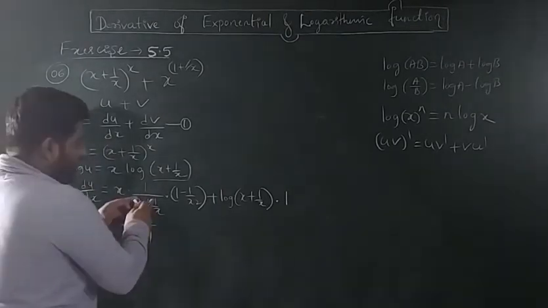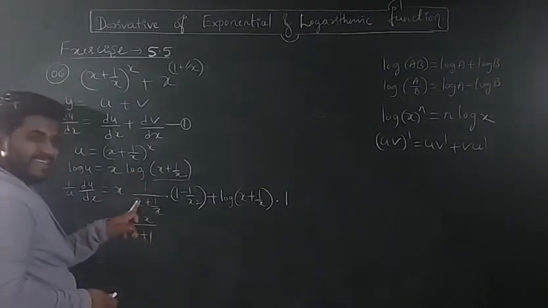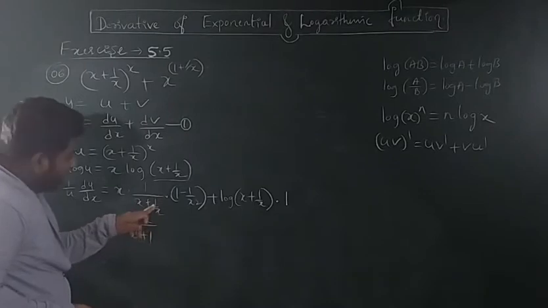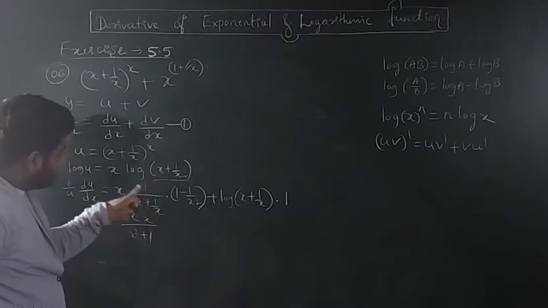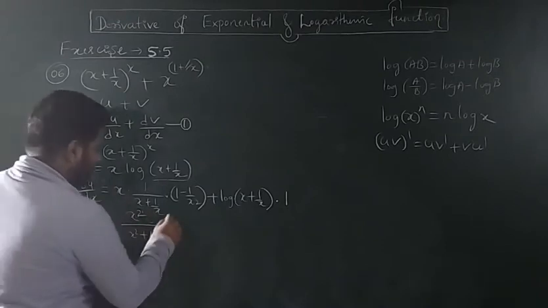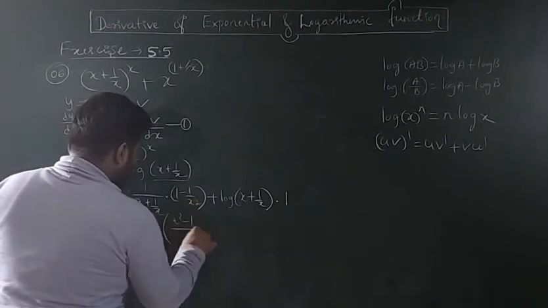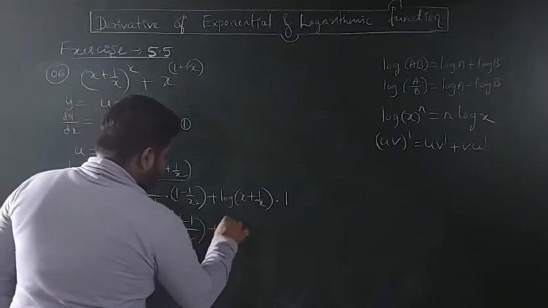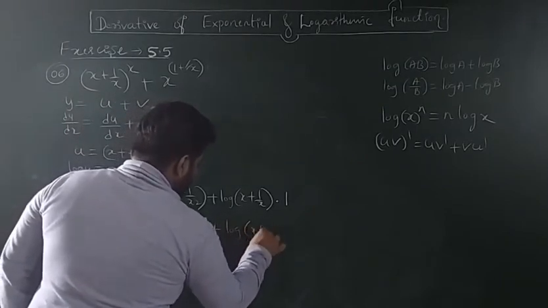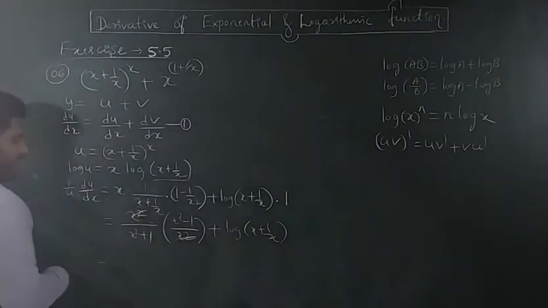Because of the LCM, the denominator of the denominator comes to the numerator. x as it is, x into x, x square plus 1 divided by x. That x comes to the numerator. This x and this x become x square, I can write, divided by x square plus 1, into, here also you can simplify, x square minus 1 divided by x square, plus log of x plus 1 by x. Again this x square you may cancel.